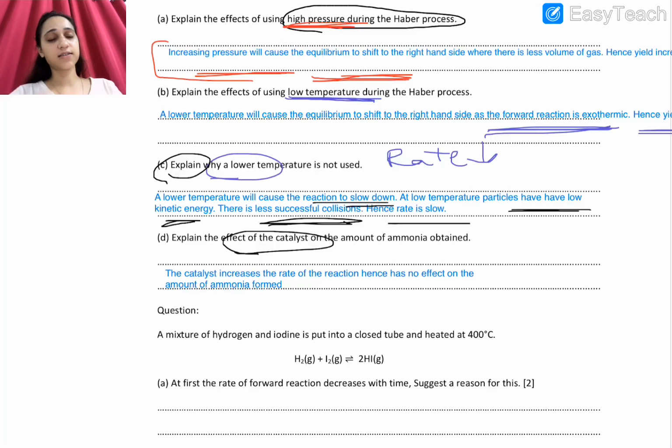So the catalyst is actually going to increase rate, but it has no effect on the amount of ammonia formed. Now for this question we can elaborate a little bit more, but we haven't really covered the theory behind catalysts yet, so more details is going to come after. For now, that's enough.